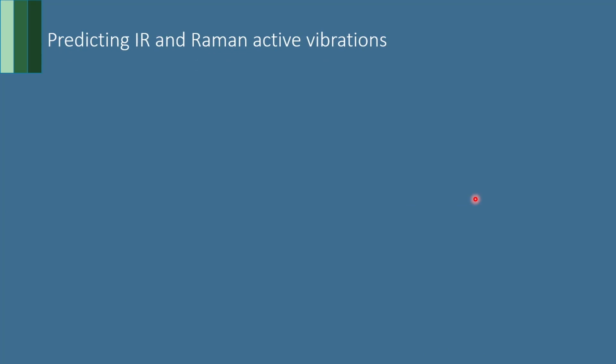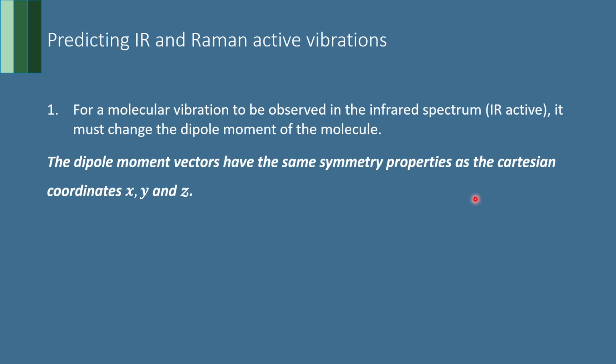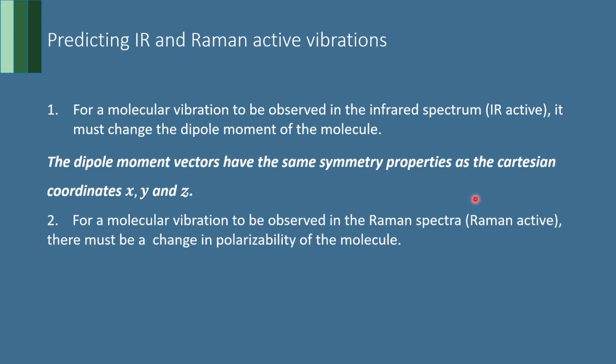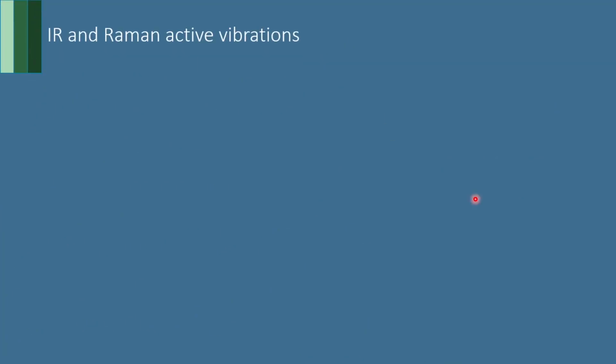So now we need to see whether they belong to one of the Cartesian coordinates or binary products for predicting IR and Raman active vibrations. Again, we will follow the same rule. The dipole moment components have the same symmetry properties as the Cartesian coordinates x, y, z. And for Raman activity, the polarizability has the same symmetry properties as the quadratic functions or the binary products seen in the character table. So once we do it, the prediction from the character table would be quite easier.